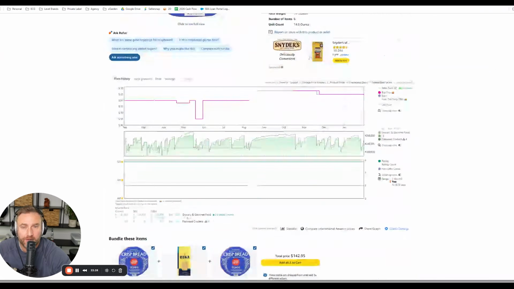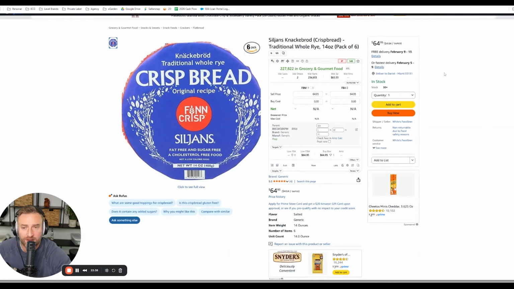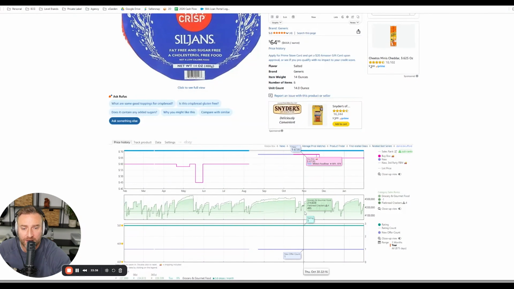Moving on, here's a product where I look and see that there's just not enough sales velocity for me. The rank is pretty bad at 227,000. This might sell like five times a month, as evidenced by the Keepa chart, maybe even less, two or three times a month.